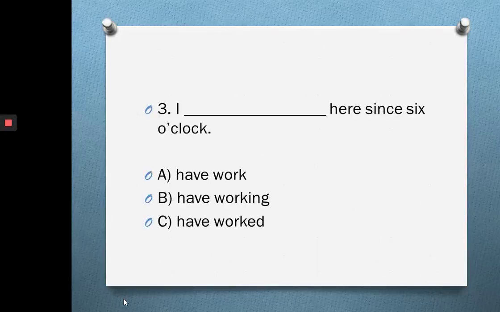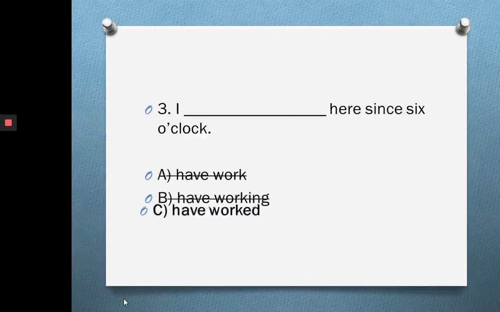Number 3. I have work here since 6 o'clock. I have working here since 6 o'clock. Or I have worked here. Think about the correct answer. A, B, or C. And I hope you also think the answer is C. I have worked here. Znači radim ovdje od 6 sati.